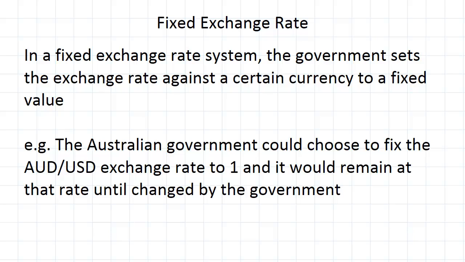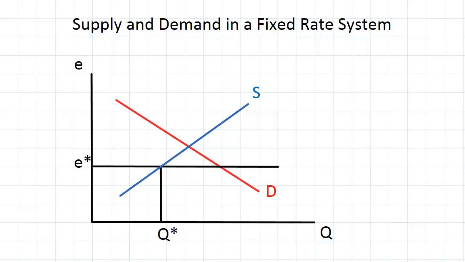So if we look at this in the context of our supply and demand model, obviously this means that the actual exchange rate, which is the fixed rate, could differ from the equilibrium rate. And this equilibrium rate is what we call the fundamental rate. So that would be here.